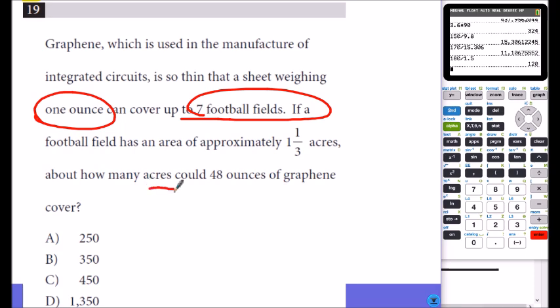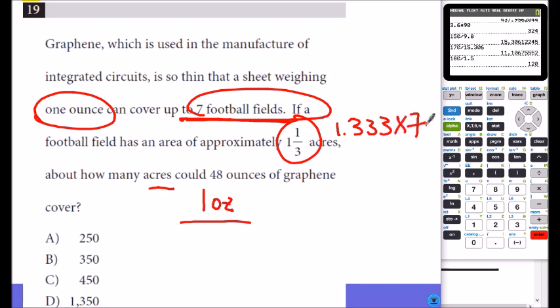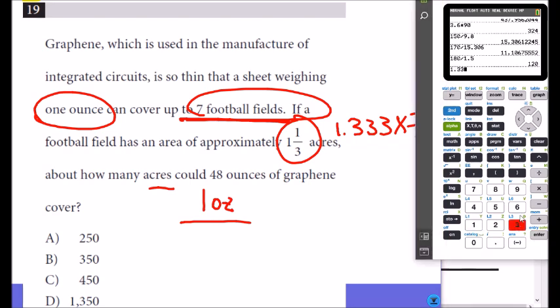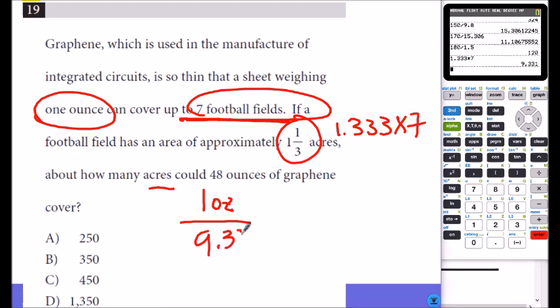So 1 ounce covers 7 football fields, and 1 football field equals approximately 1.333 acres. So that means you have to multiply this by 7, right? Because it covers 7 of them. So 1.333 times 7 is about 9.331 acres.